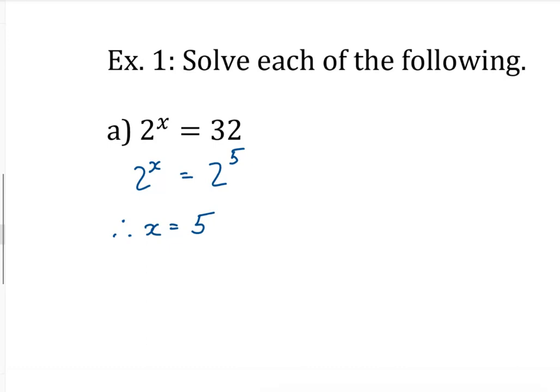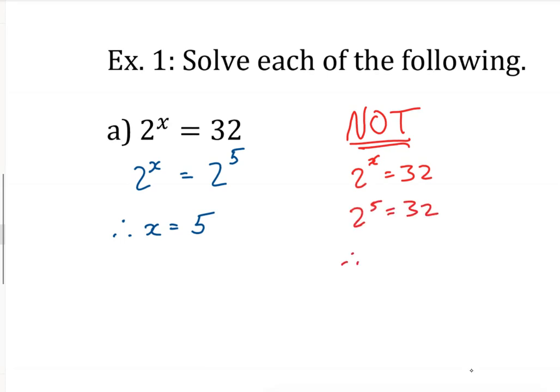This is what you don't do. Whether you write this down or not, I don't care, but pay attention to it and don't solve them this way. 2 to the x equals 32. 2 to the 5 equals 32. Therefore, x equals 5. At first glance, there doesn't look to be anything wrong with that.